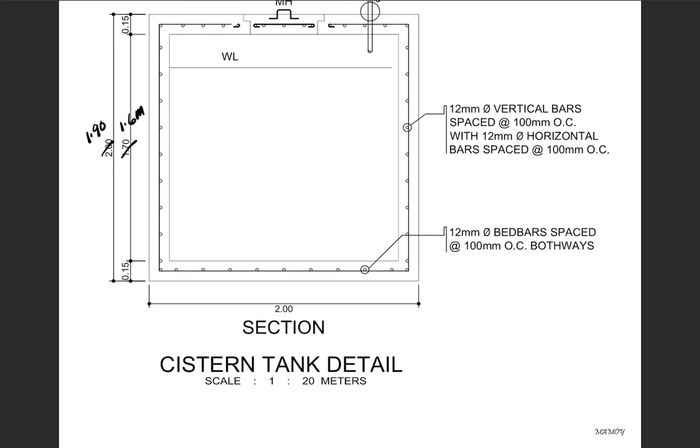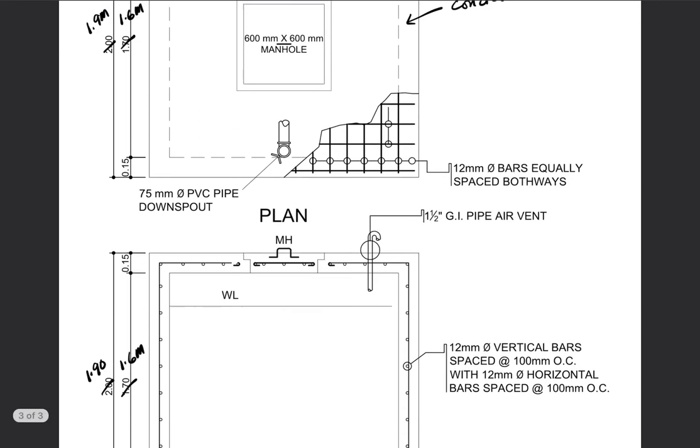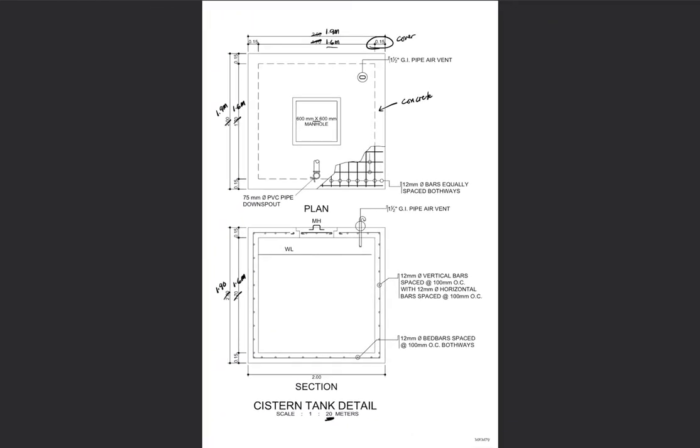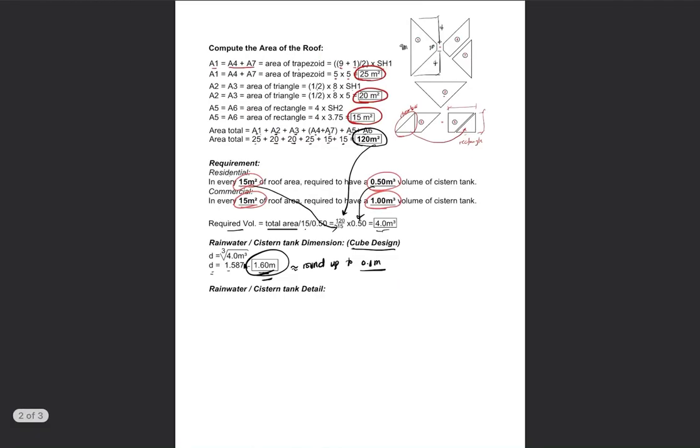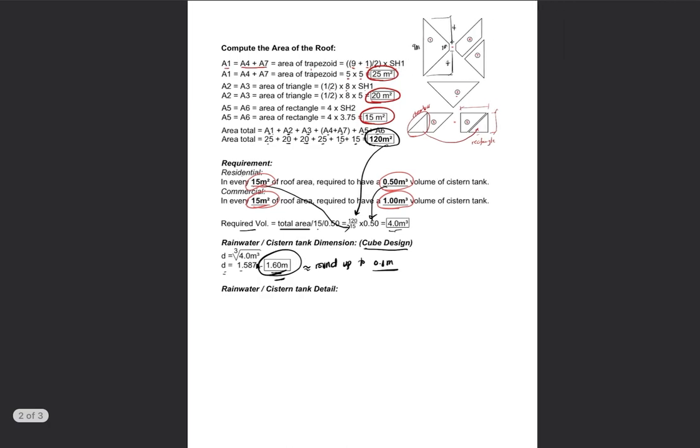The scale of your detailed cistern tank or rainwater tank is 1:20. So you can print this as your reference. I already uploaded it in the Moodle.